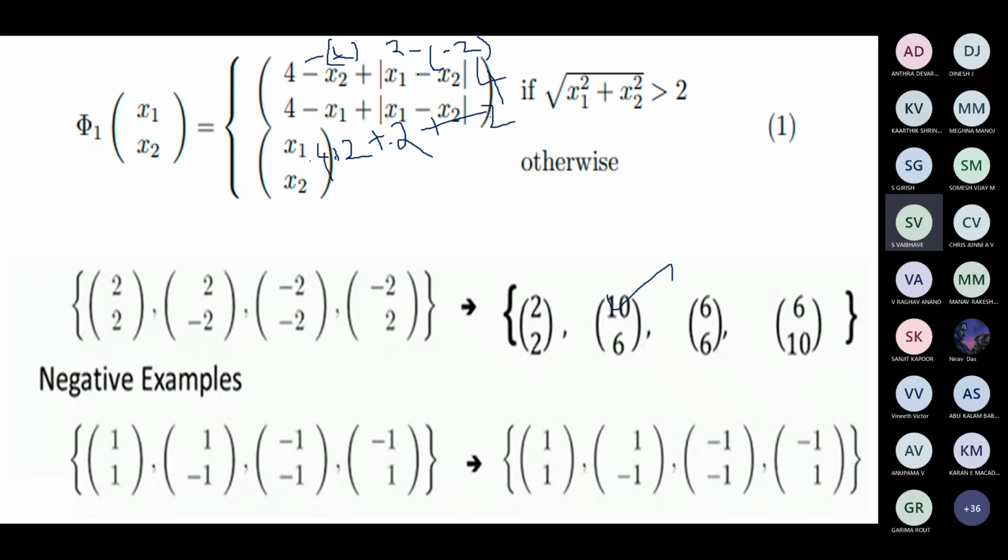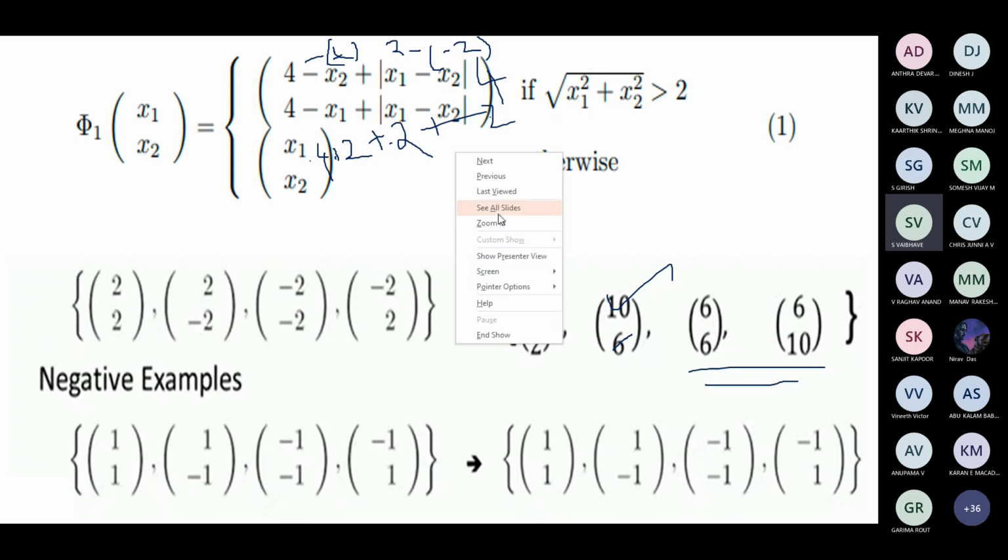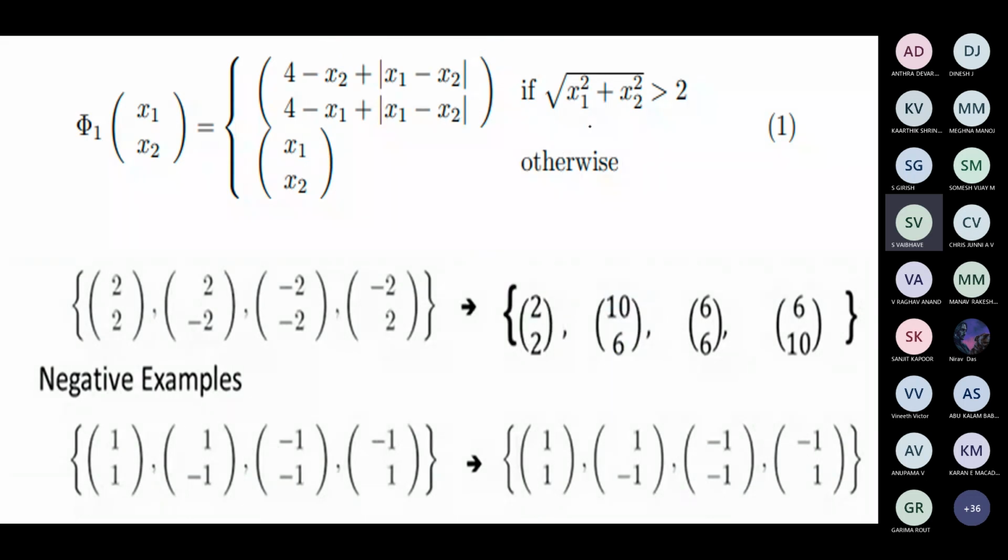Then you plug in all the values and you try it out, and you will get all these points. But if you see the other one, 1 squared plus 1 squared, the square root of 2, it is not satisfying. So x1 and x2 remain the same. All the conditions here are not satisfying, so you will keep it as it is.